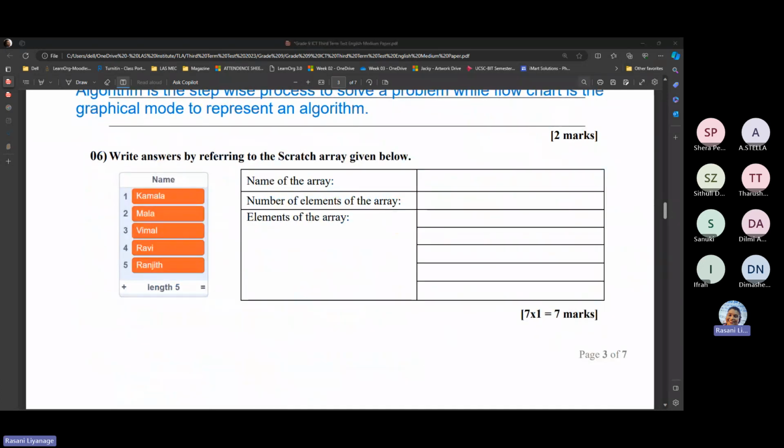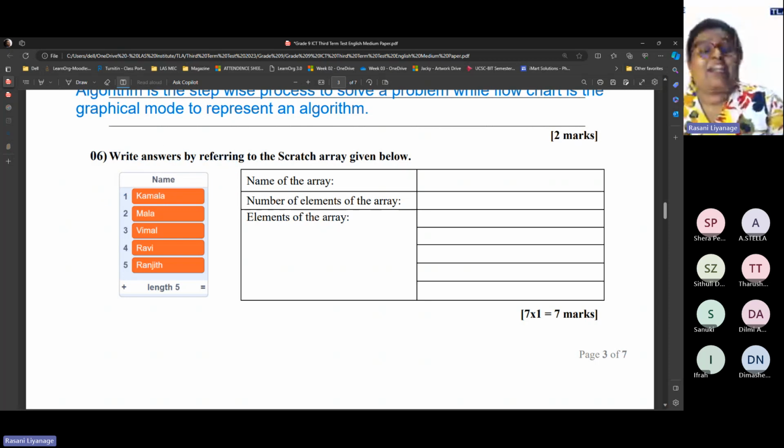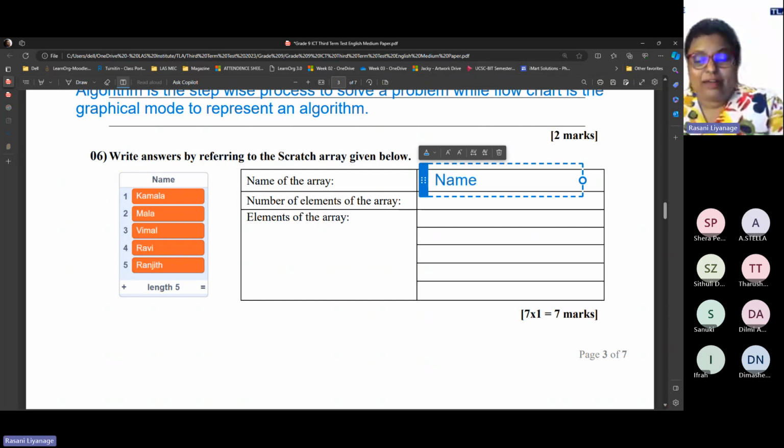This is an array. There is a Scratch question. A Scratch array is given. In Scratch, how is an array represented? As a list. So this is what we can say. This is a very direct question. They are asking what's the name of the array? The name of the array is at the top. Name of the array is name. That was purposely done. Name of the array: name.